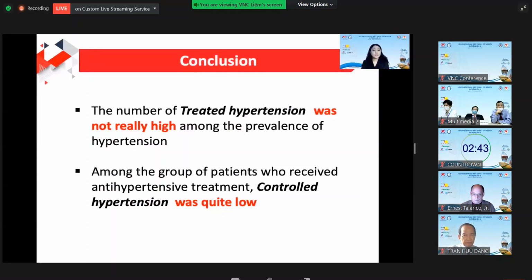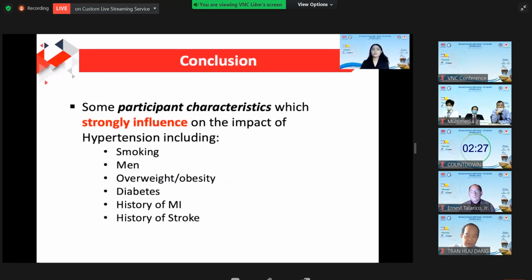The number of gestational hypertension cases was not really high among the prevalence of hypertension. And among the group of participants who received antihypertensive treatment, controlled hypertension was quite low. There are some participant characteristics with strong influence on hypertension, including smoking, male sex, overweight or obesity, diabetes, history of myocardial infarction, and history of stroke.